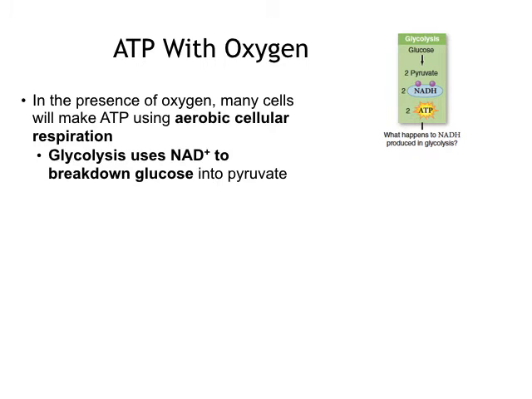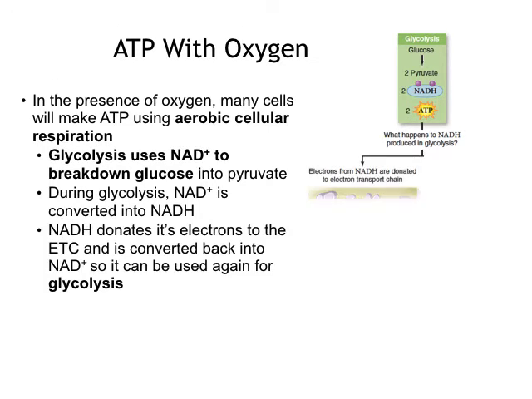All right, so in the beginning there, you can see that glucose is being broken down into pyruvate using NAD+. So NAD+ oxidizes glucose and it's converted into NADH. So that's why you see there 2 pyruvate, 2 NADH. In the process of breaking glucose down, you also make 2 ATP. Now the question here is, what happens to NADH produced in glycolysis? Right, because you've made some NADH in glycolysis. And in aerobic cellular respiration, the NADH donates its electrons to the electron transport chain, and it's converted back into NAD+, so it can be used again for glycolysis.